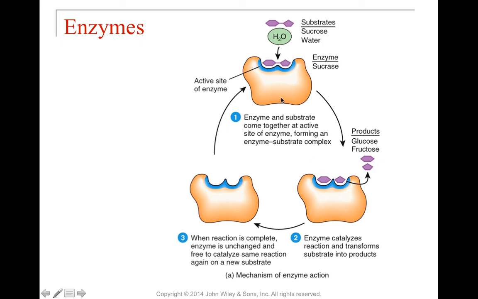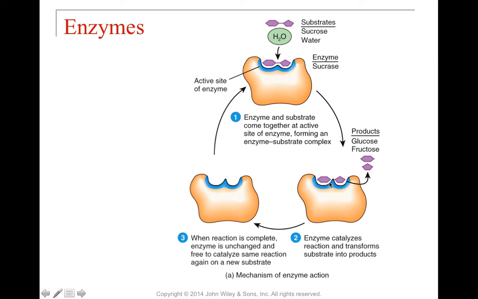The enzyme is going to force something to happen that would previously have happened, but at a much lower rate, right? They could possibly have broken apart, but it wouldn't have happened as immediately as the enzyme forcing it to happen. So it's going to catalyze the reaction and transform what we call the substrate, so previously that was the sucrose and water, into the products, which are now glucose and fructose.